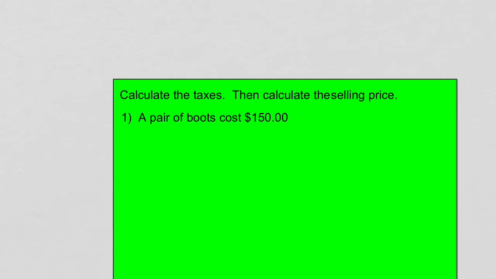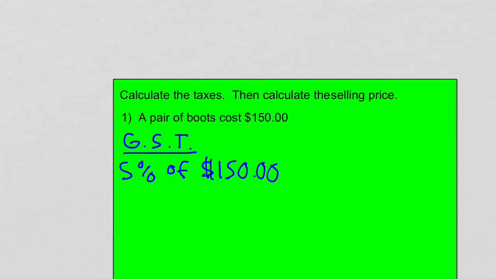So again, we want to label everything. In these first couple of questions, I thought it'd be interesting to calculate the taxes separately like a store would. So we'd start off with the GST. Again, I want the kids to label what they're doing. If they're calculating a GST, make sure you show it. The GST is 5% of $150. And we would change the 5% to a decimal, which is 0.05, times $150.